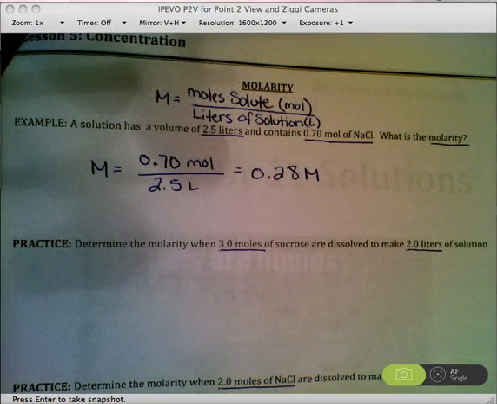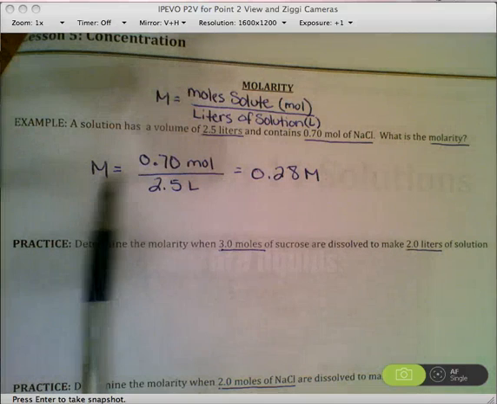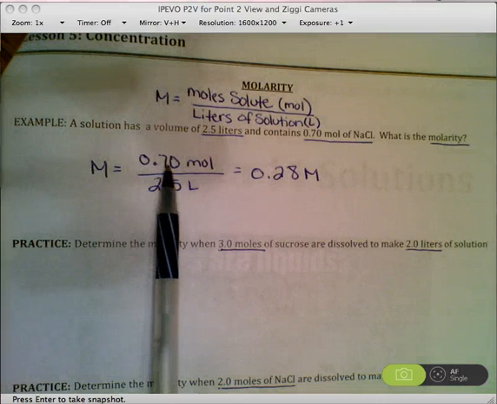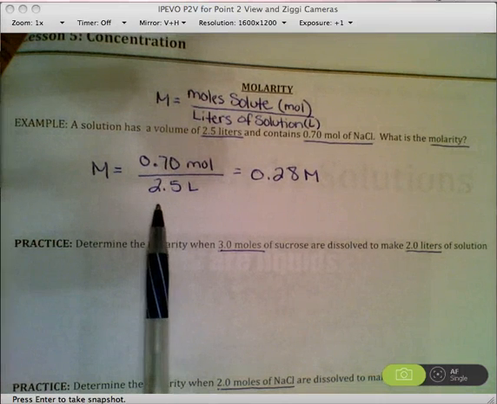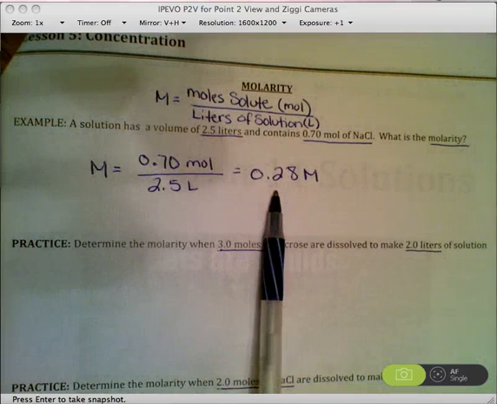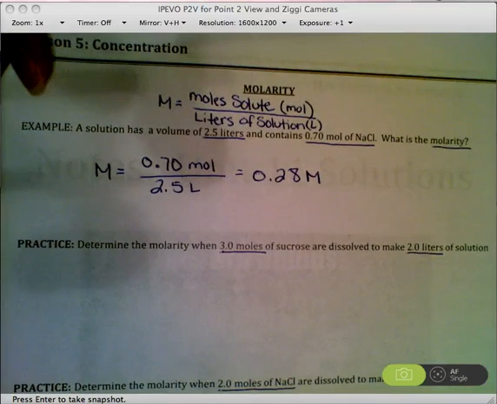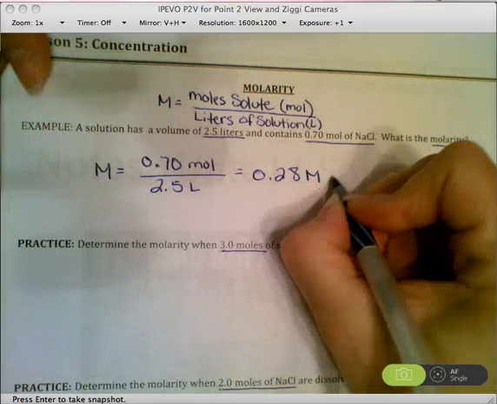Now on the next page, we're going to deal with molarity. Molarity is the moles of solute divided by the liters of solution. So for example, a solution has a volume of 2.5 liters and contains 0.7 moles of sodium chloride. What is the molarity? Well, molarity is the moles of solute divided by the liters of solution, and we get the answer of 0.828 molarity, and that's the molarity of sodium chloride.